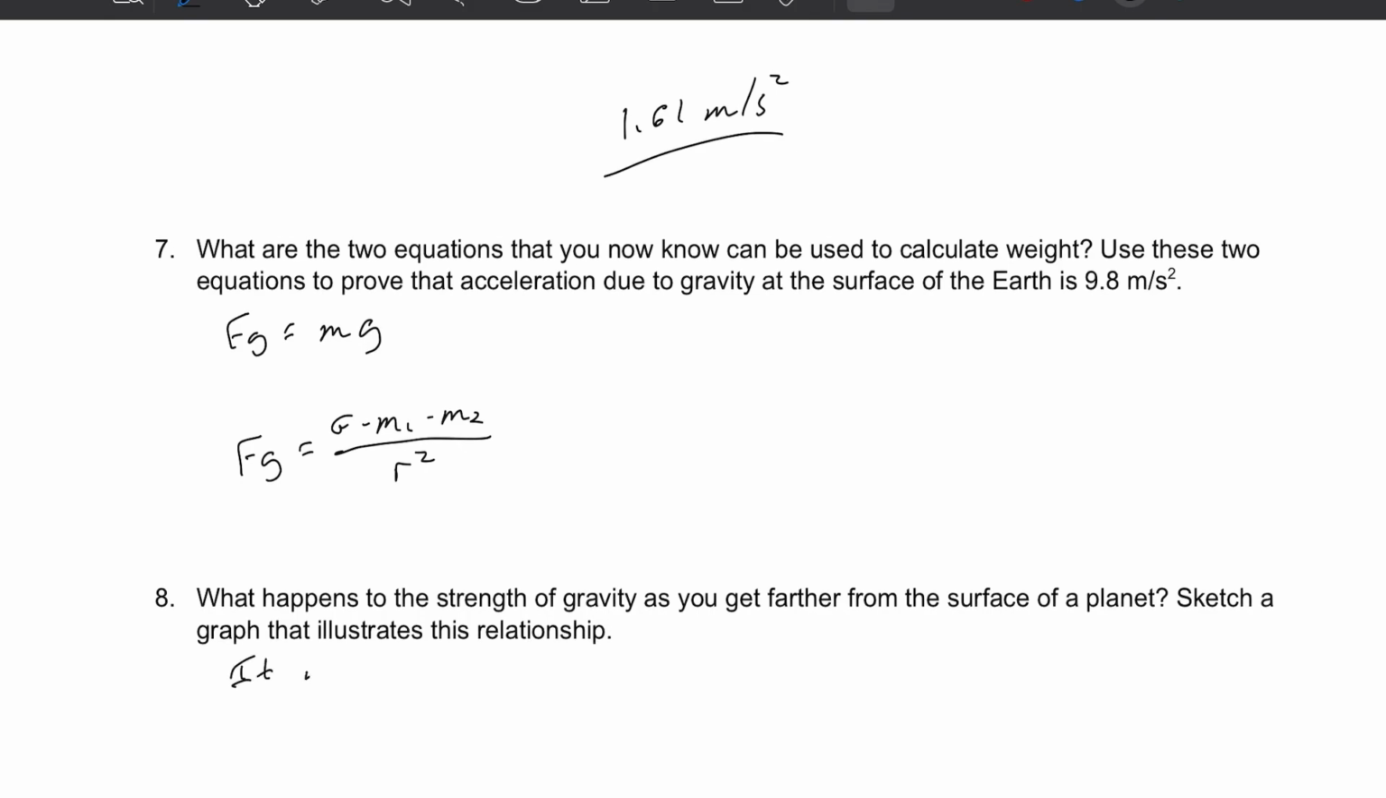What happens to the strength of gravity as you get farther from the surface of the planet? As you change your radius, remember radius is squared. If you get further away, it's reduced. It's not linear. The radius is squared in that formula. So what we should see is an exponential curve looking like the left side of a smile. And this works for comparing displacement to the acceleration or displacement to the force, because they both have that same divided by radius squared.